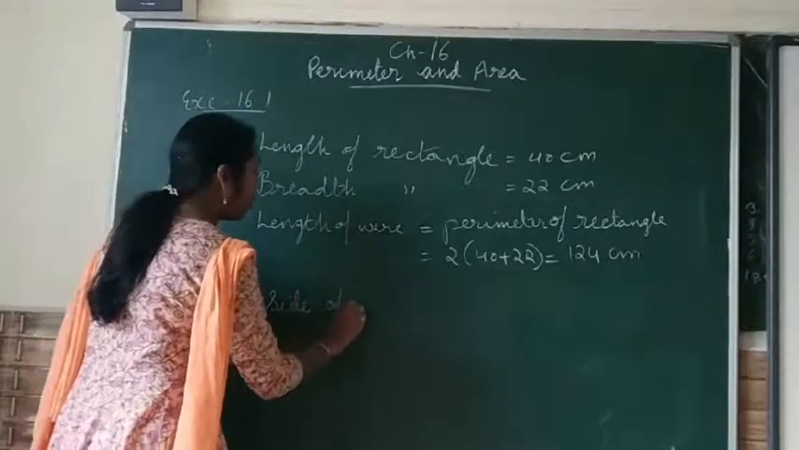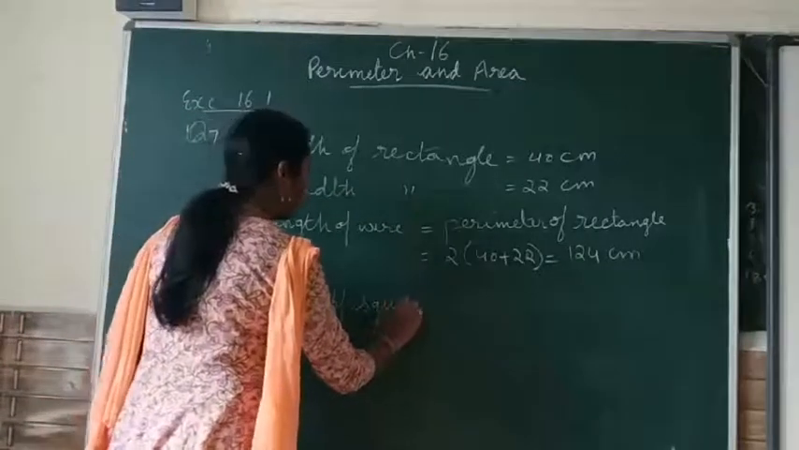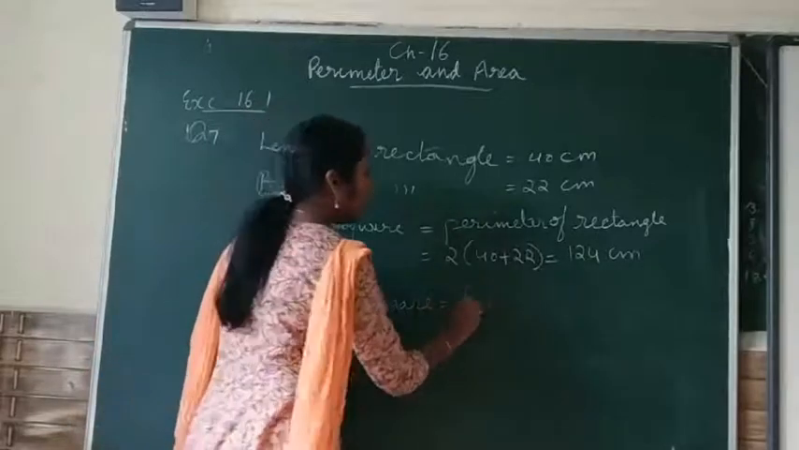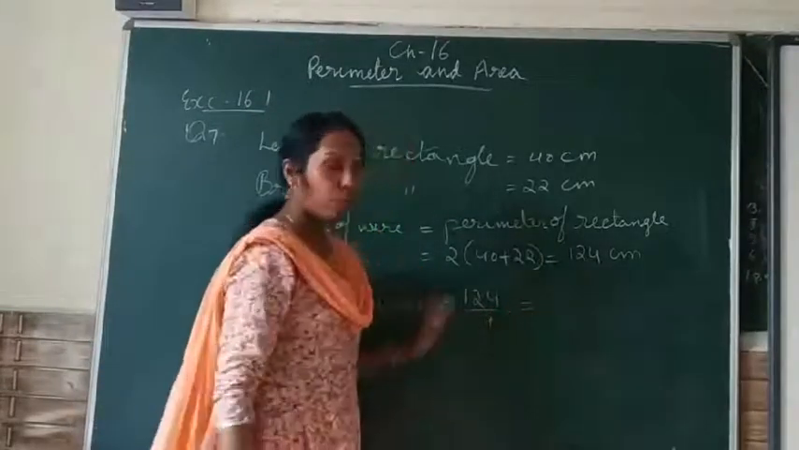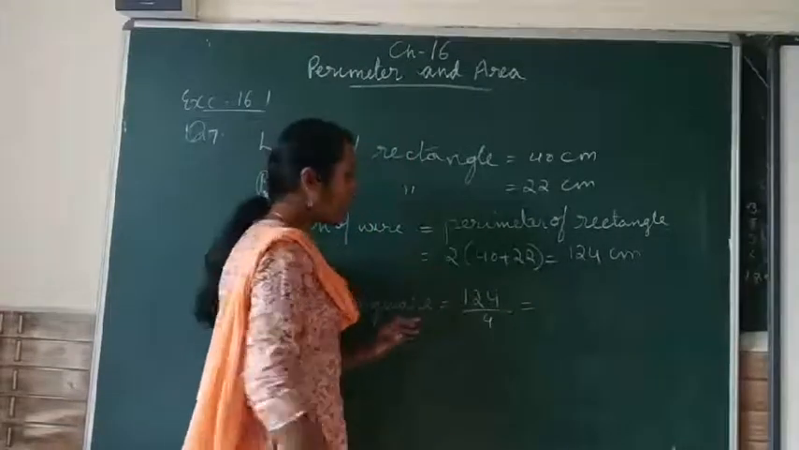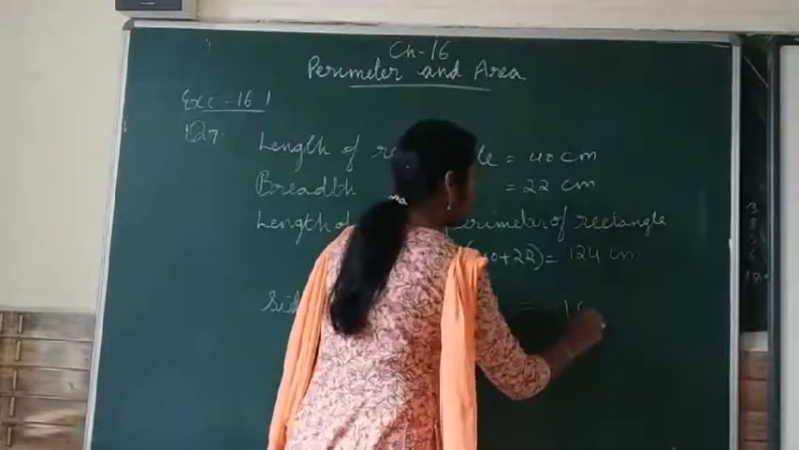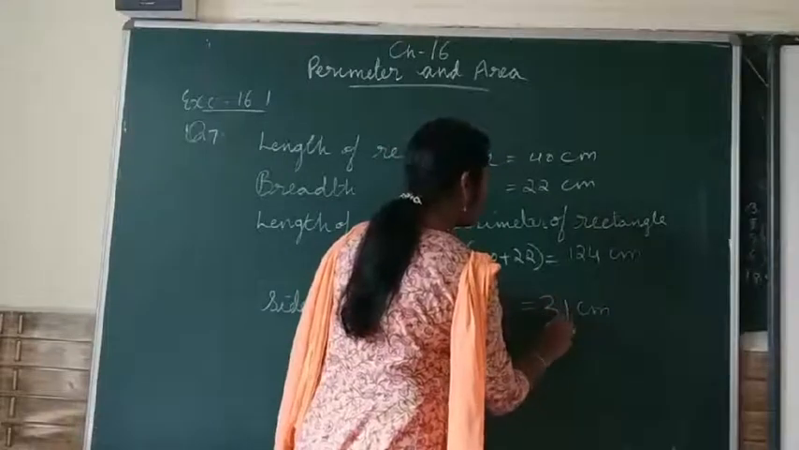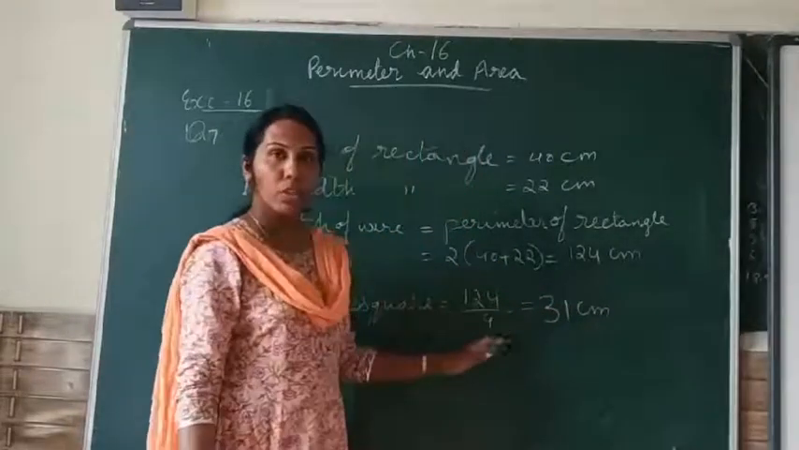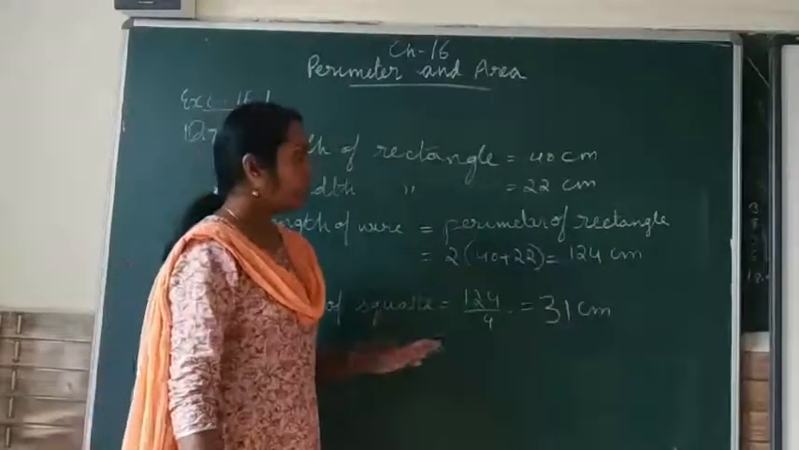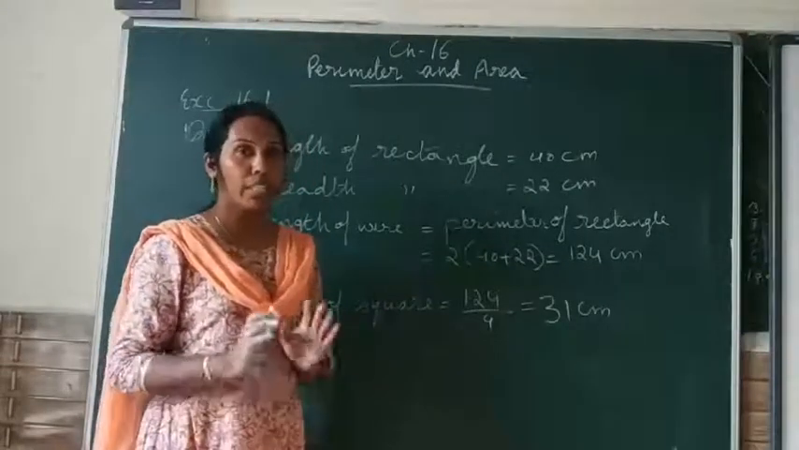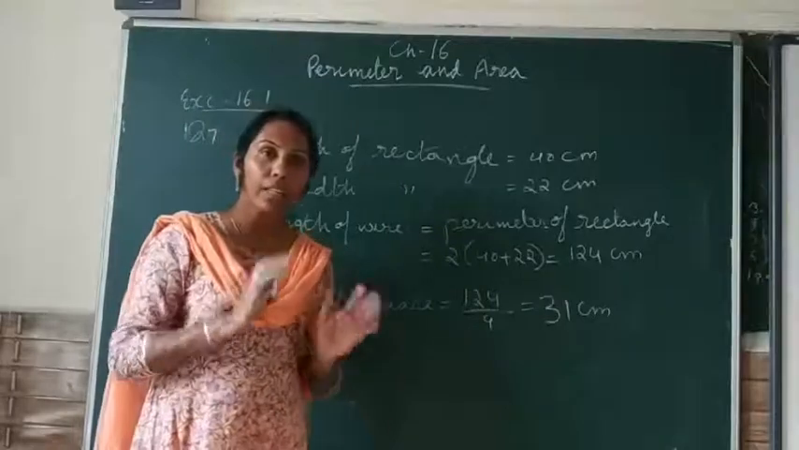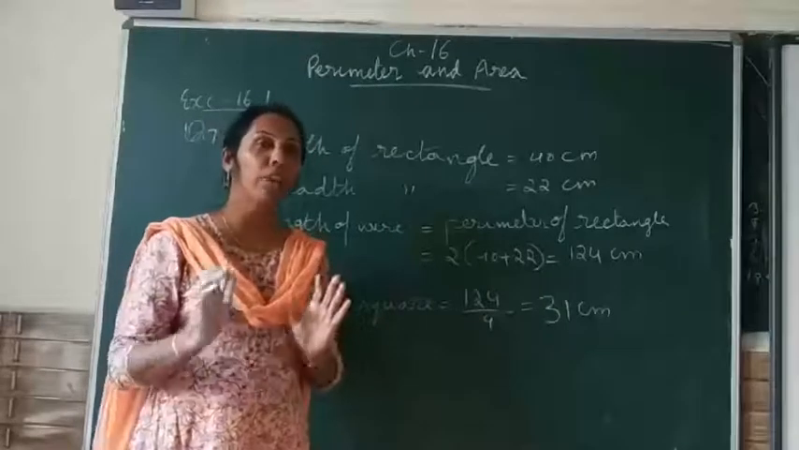Side of square is equal to 124 divided by 4. Perimeter divided by 4 will give you the side of the square, that is 31 centimeter. So 31 centimeter is the side of the square. Now we have to find out which figure will enclose more area, with the same perimeter, either the rectangle or the square.